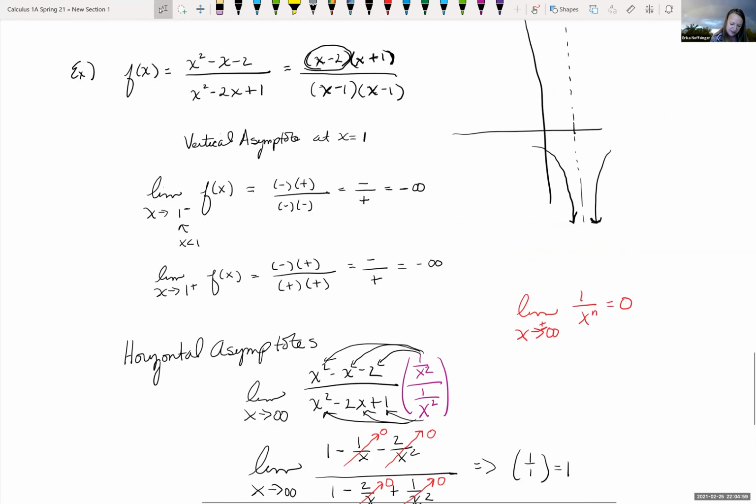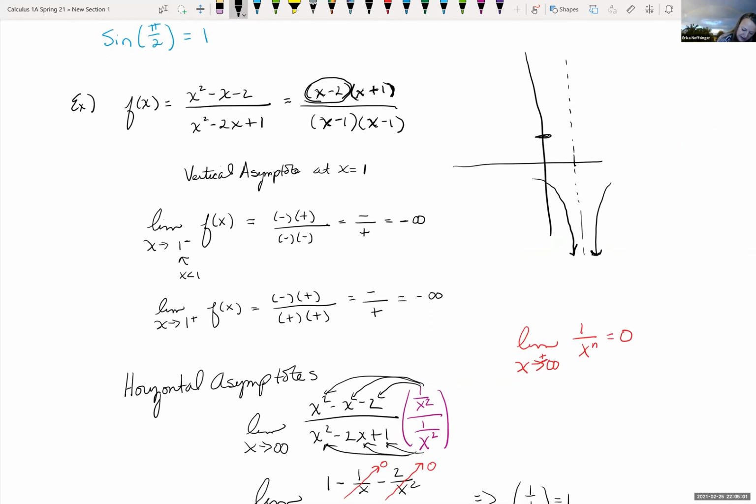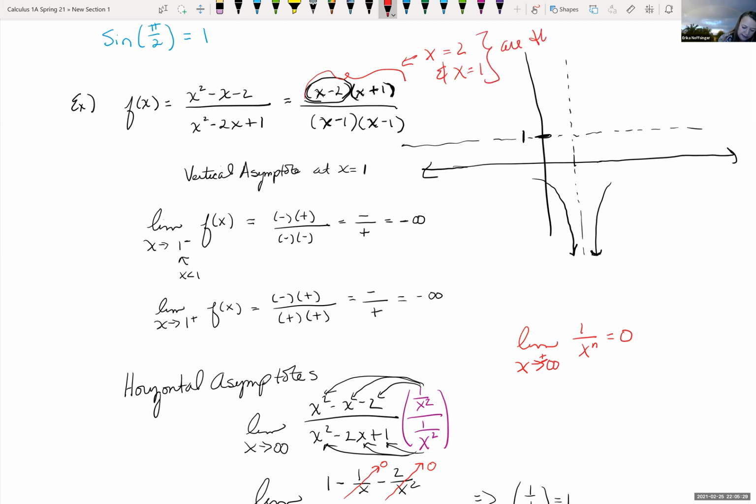So I know with this graph here at 1, I have this horizontal asymptote. And so this is going to be crossing the x-axis somewhere, and I could figure out what those x-intercepts are. It's what sets my numerator equals 0. That's when my y value is 0. So x equals 2 and x equals negative 1 are the x-intercepts.